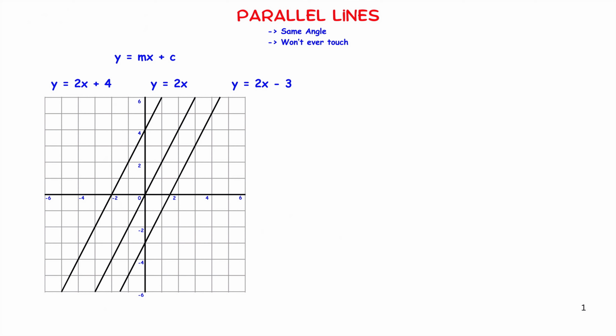So for parallel lines, which all have the same gradient, they'll all have the same value of m. For example, if we look at the equations for these three lines that we've drawn, m is 2 for all of them, and this is how we know that they're all parallel, which is why they're all going at the same angle, and they won't ever touch each other.